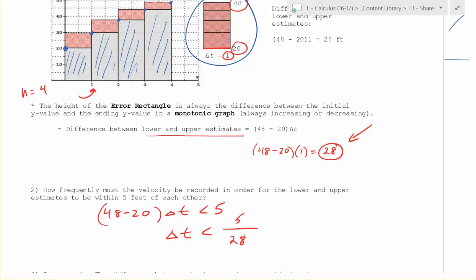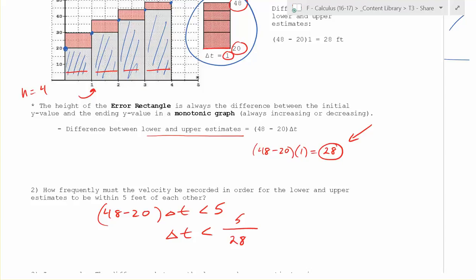What was delta t before? On the first example up there, the first example was 1. So it was 1 because what's the width of each of these? This is telling us if we want the overall error to be less than 5, we have to take it every 5 over 28 of a second. How many seconds is that roughly? It's a little bit less than 1/4.